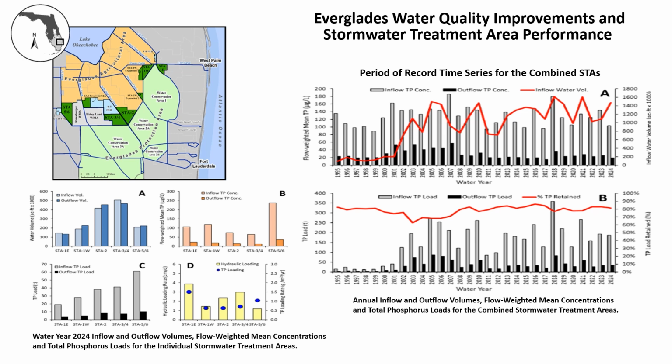This central flow path has been achieving the state-required water quality-based effluent limit, or QBEL, for several years, while the eastern STA 1 East-West and western STA 5-6 flow paths have not reached this level of performance.